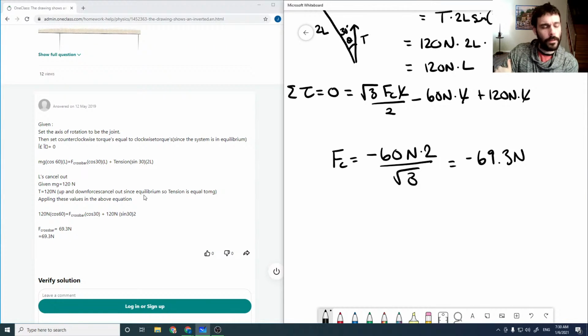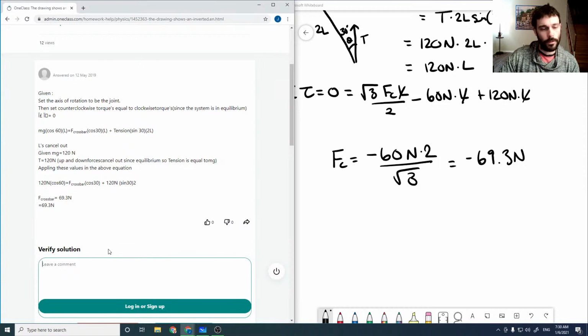Okay, and so then we set the torques all equal to each other, cancel, and we get that the force of the crossbar is 69.3 newtons. So that looks good.